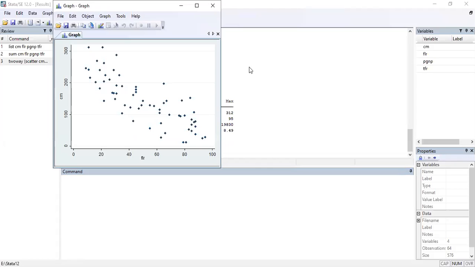Yeah. And look at this scatter. What do you see? A trend. What type of trend is that? What is the purpose of this scatter diagram? It gives you some rough idea of the relationship between CM and FLR. It's negative, pretty negative, almost a straight line kind of negative. High literacy rate, low child mortality. Low literacy rate, high child mortality. Pretty straightforward. It's an inverse relationship.